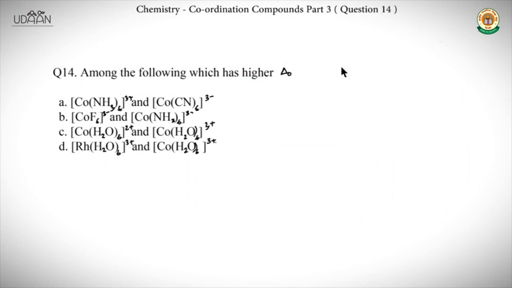So, another question on the same topic. Among the following, we need to find which has higher delta O. Four pairs of coordination compounds are given to us, and we need to find out among those pairs which one has a higher delta O value than the other one.